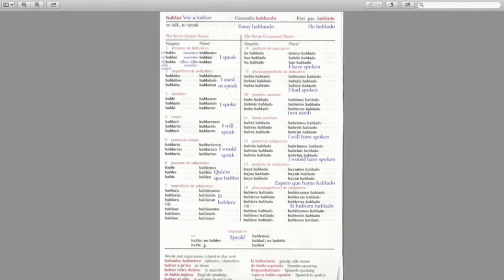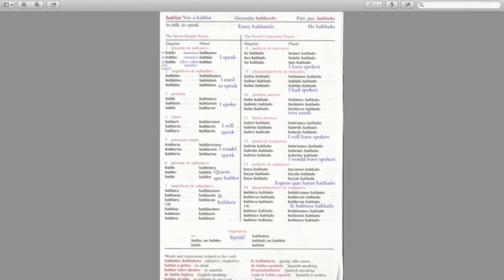Hable or que hable, may he speak, may we speak, que hablemos. And then y'all speak. If I'm speaking to a group, hablen. Don't talk. Everyone, don't talk. No hablen. So on and so forth. The main ones you want are habla and no hables, speaking to the second person.